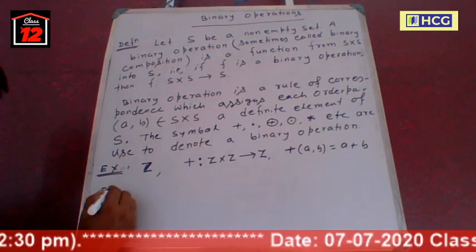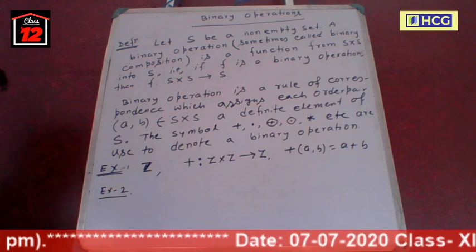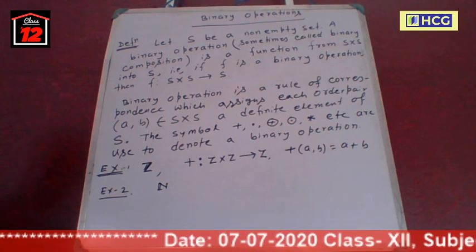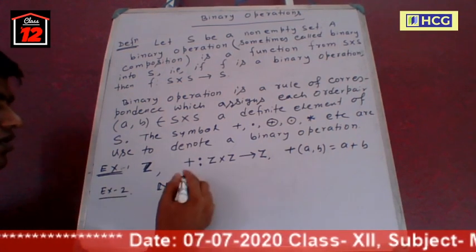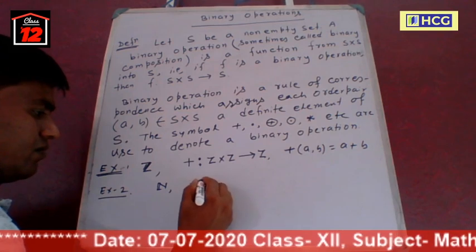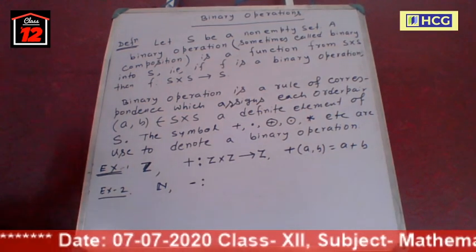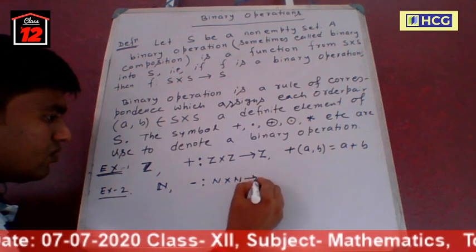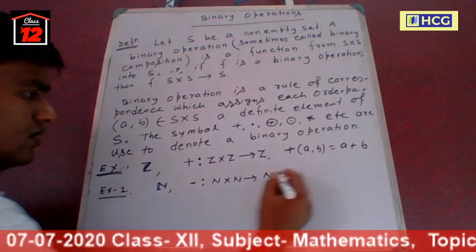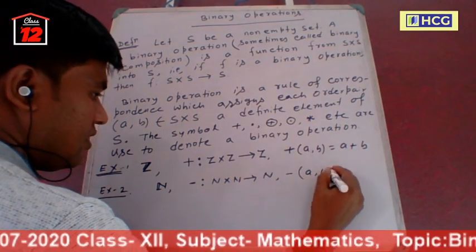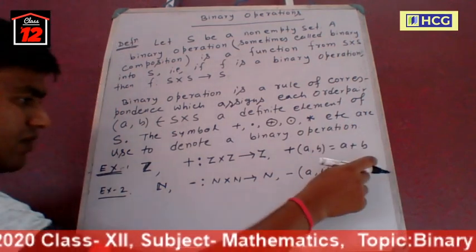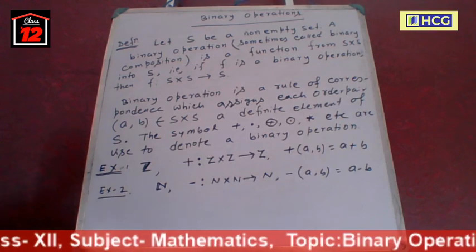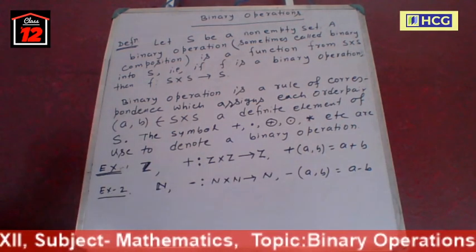Now example 2. Let N be the set of all natural numbers, and now a rule, minus, is defined from N cross N to N by minus of (a, b) equals a minus b. This minus is the usual subtraction. So now this is a function from N cross N to N.